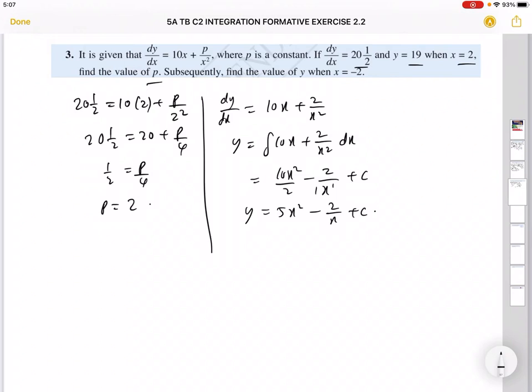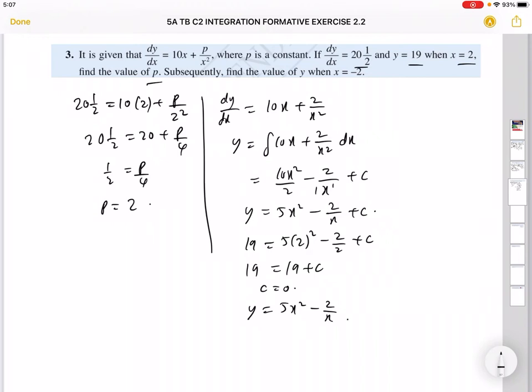Now, we have to first sub in your y as 19 when your x is 2, correct? To find the value of c. So 2 squared is 4. 4 times 5 is 20. 20 minus 1. Oh, this is exactly 19. So my c is 0. Therefore, my y is 5x squared minus 2 over x.